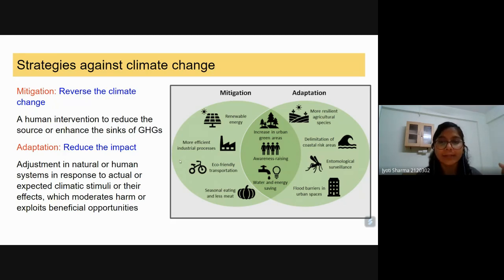And there is some kind of synergy between mitigation and adaptation as well. For example, if we are increasing the urban green areas so that we can have shadow area, and we are reducing the impact of high temperature. But this is also mitigation, because we are creating a sink of greenhouse gas. So there are some common factors among mitigation and adaptation. So these are different strategies, different mechanisms within mitigation and adaptation that we can adopt.